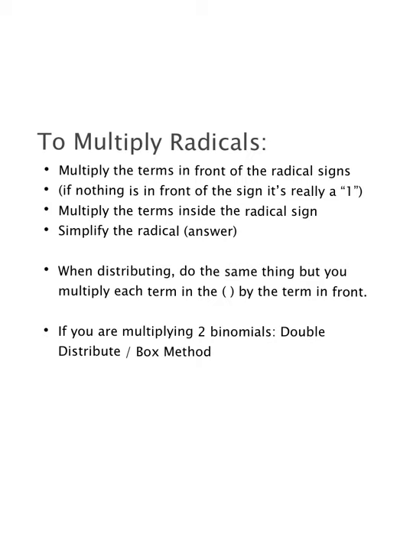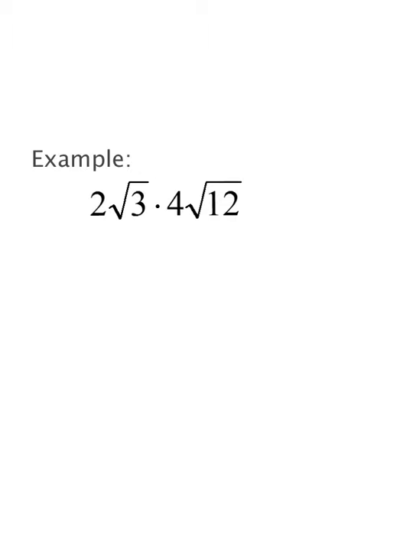So to multiply radicals, what you're going to do is multiply the terms in front of the radical signs. If nothing is in front of the sign, it's really a 1. Then you're going to multiply the terms inside or under the radical sign, and then you're going to simplify the radical. When you're distributing, you do the same thing, but you multiply each term in the parentheses by the term in front. And if you're multiplying two binomials, you're either going to double distribute or use the box method.